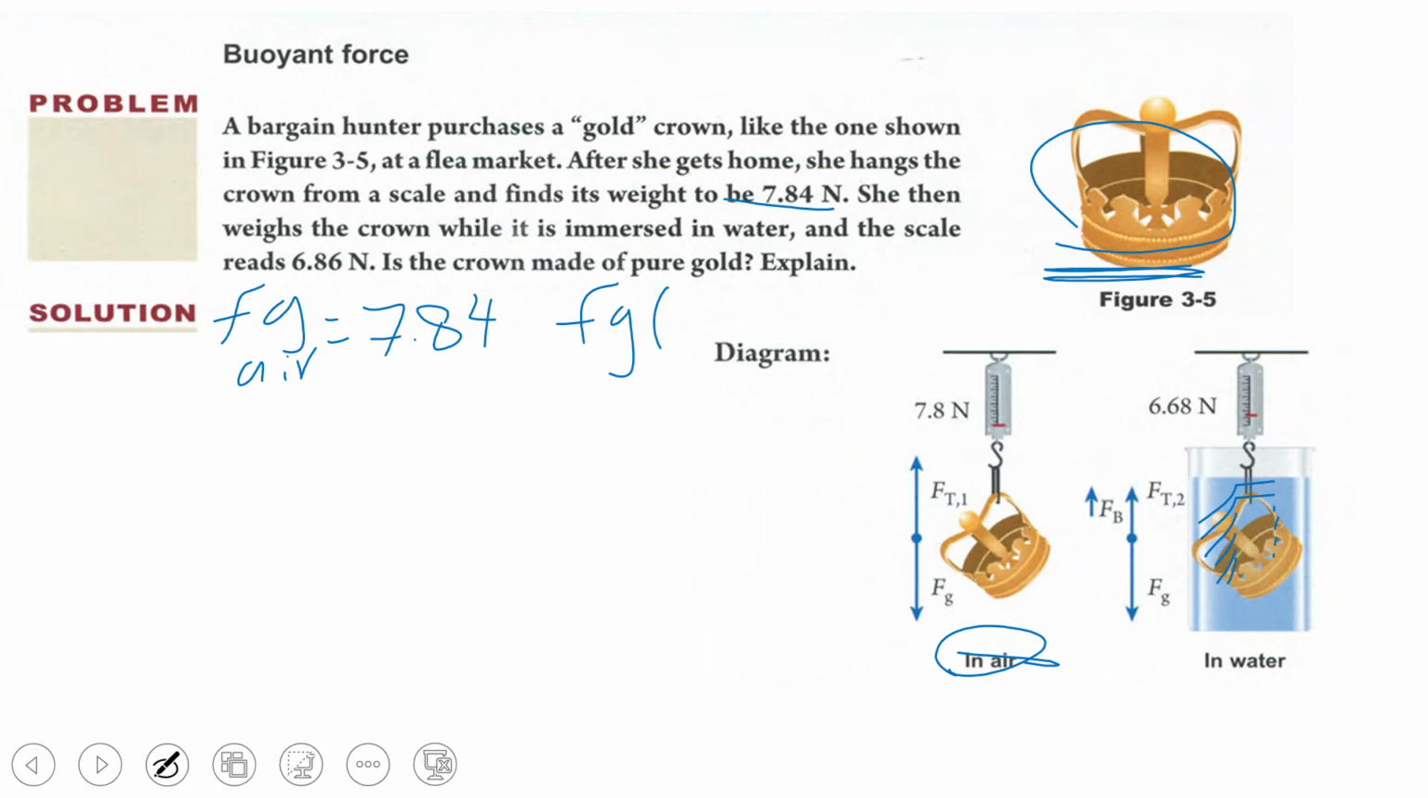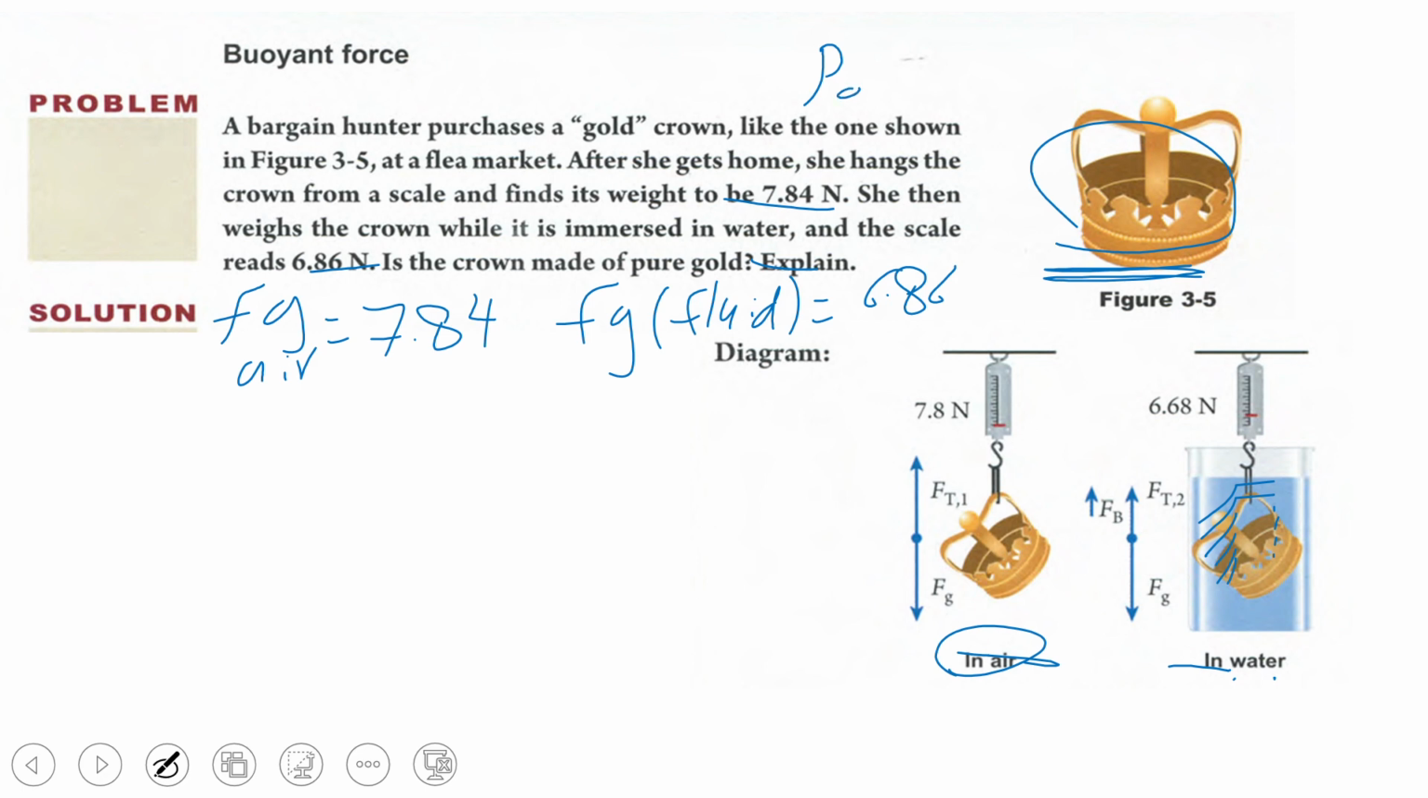Fg of the object in fluid is equal to 6.86, or Fg of the object in the water. Look, the object goes under the water. The question said explain, but no. Find the density of the object.